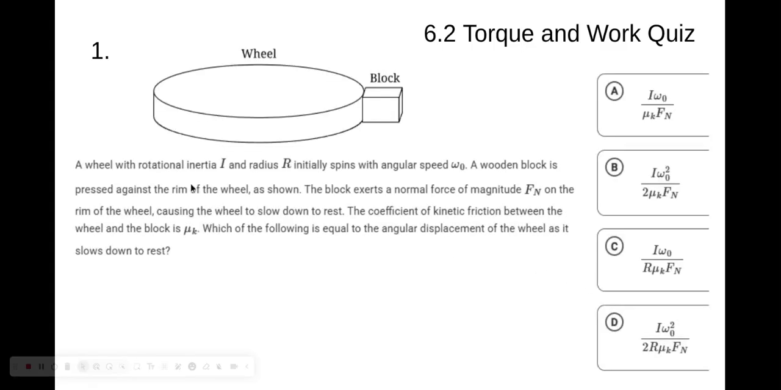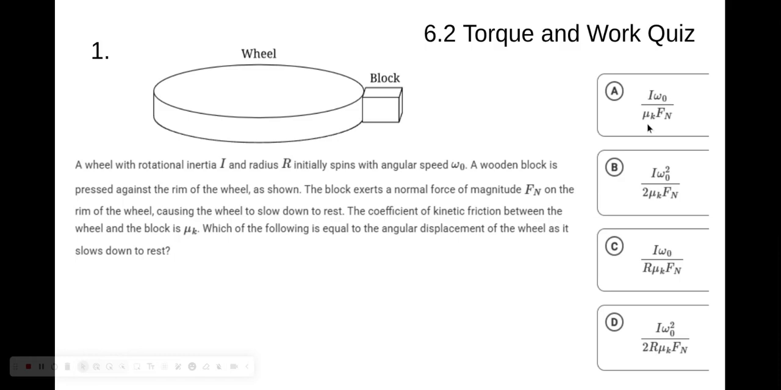Question 1. A wheel with rotational inertia I, radius r, initially spins with an angular speed of omega naught. A wooden block is pressed against the rim of the wheel as shown. The block exerts a normal force of magnitude F_n on the rim of the wheel, causing the wheel to slow down all the way to rest. The coefficient of kinetic friction between the wheel and the block is mu sub k. Which of the following is equal to the angular displacement of the wheel as it slows down to a rest?